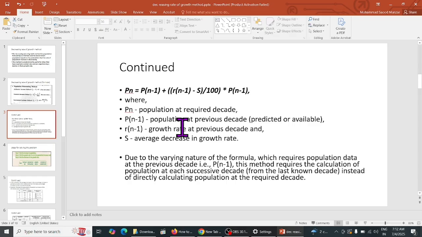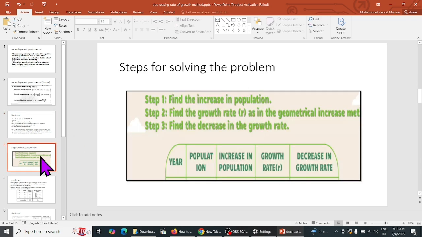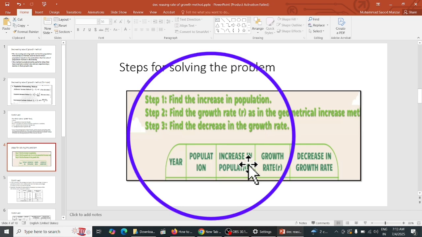So how does it work and how will we apply it? Let us discuss the formula later. Here, the first step is to find the percentage increase, using our old techniques: determine the percentage increase in population for several past decades. In that context, you have to use the old concept that we used in the arithmetic increase method. Then you have to find the average decrease, that is, the average decrease in the percentage increase from one period to the next.